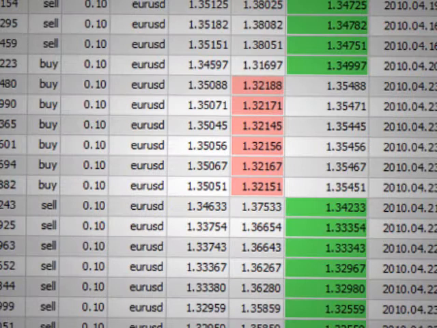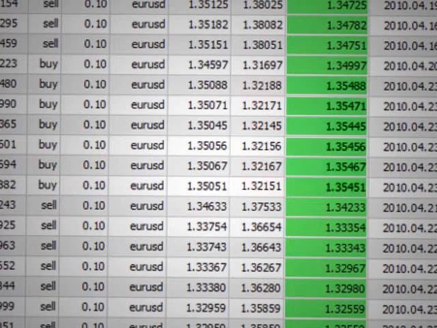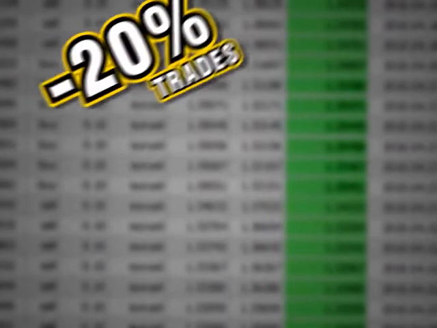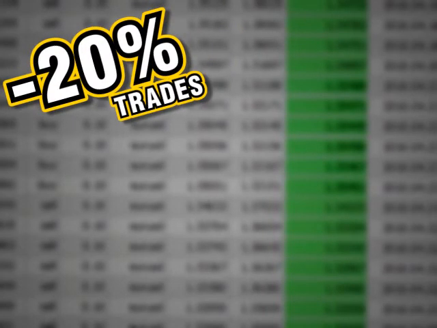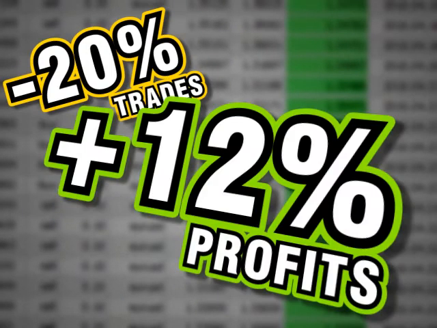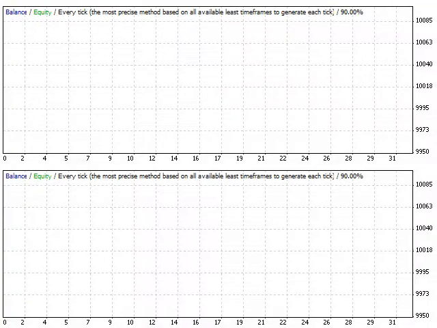They went through thousands of lines of code and developed new algorithms to get rid of the imperfections. Thanks to that, Pips Miner Gold opens more accurate trades. Although it opens almost 20% less trades, it generates over 12% more profit than the older generation of Pips Miner. Have a look at the simulation.